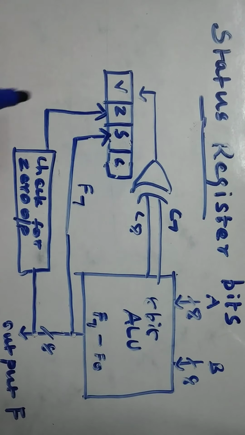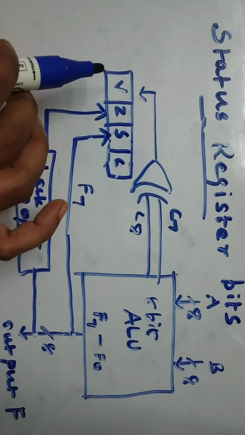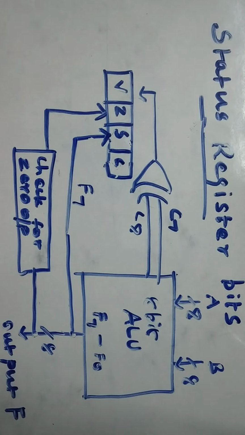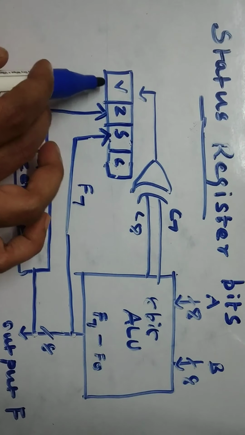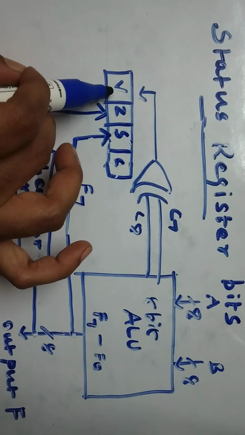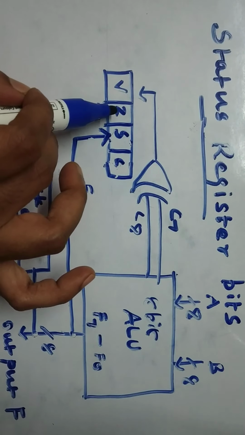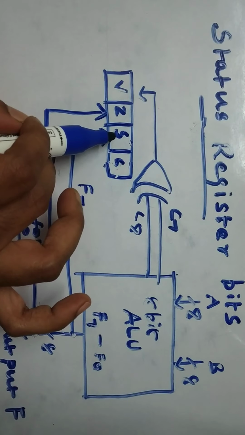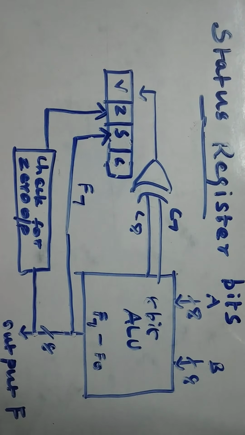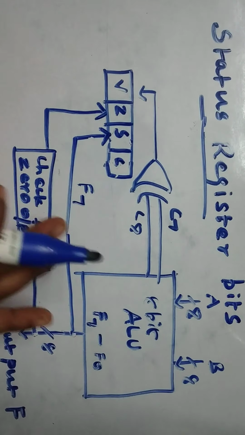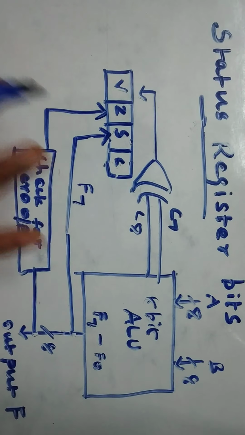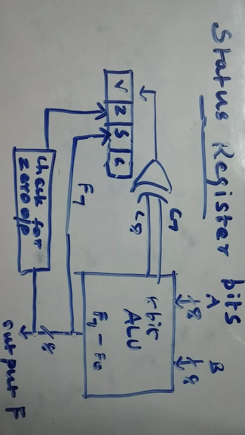So let's see one by one what the status register bits are. There are actually 4 status register bits available in the computer architecture in order to provide the status of any result. The first one is the overflow bit, represented with the symbol V, and the next one is the zero bit, represented with the symbol Z, then the sign bit, represented as S, and the carry bit, represented with the symbol C. There is one systematic operation to set or clear all these status register bits. Let us see how it updates all these status register bits.